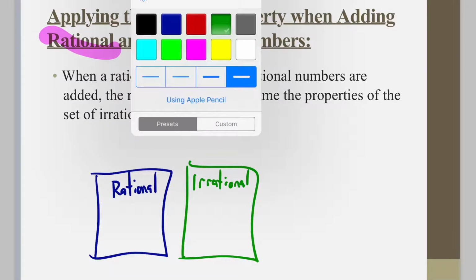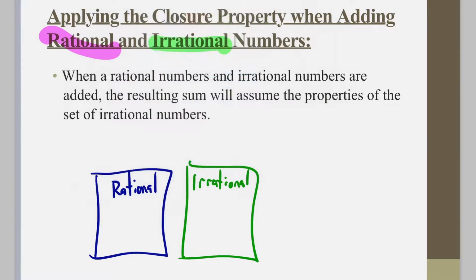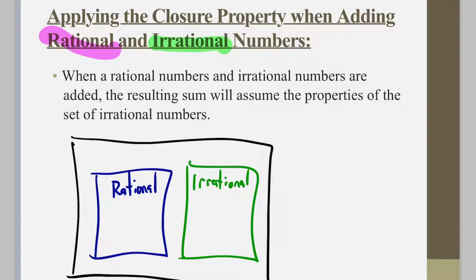Well, if you recall, both of these rational and irrational numbers are contained in the larger set of real numbers. So what we're actually doing is we're adding a real number plus a real number, and the result will be a number that assumes the properties contained in that set. Well, what's the set we're working with? We're working with the largest set of real numbers. Now we're going to look specifically at this resulting real number.